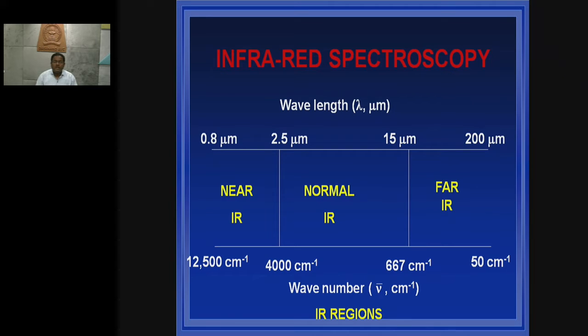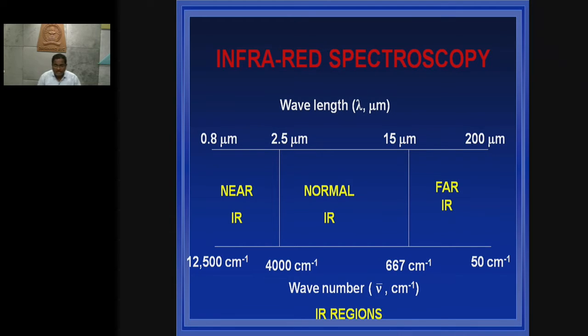So infrared spectroscopy falls under absorption spectroscopy, and here the molecules absorb this IR radiation and get excited, and they give different kinds of spectra, like rotational spectra and vibrational spectra and so on.